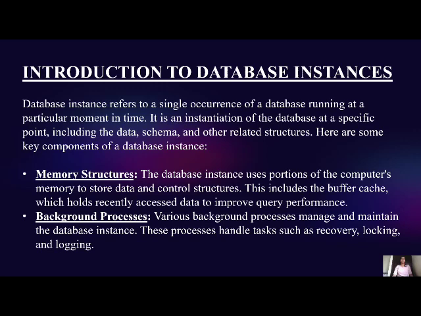First, memory structure. The database instance uses portions of the computer's memory to store the data and control structures. This includes the buffer cache, which holds recently accessed data to improve the query performance. Next, background processes. Various background processes manage and maintain the database instance. These processes handle tasks such as recovery, locking, and logging.